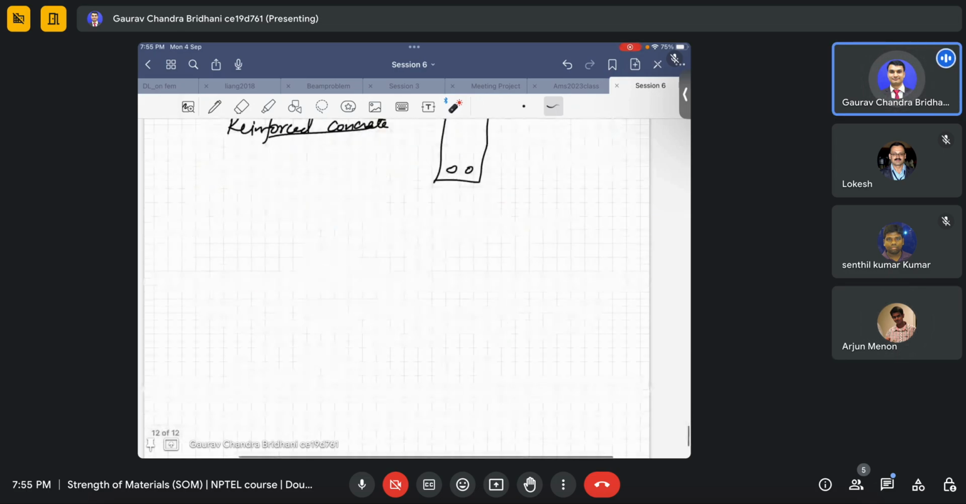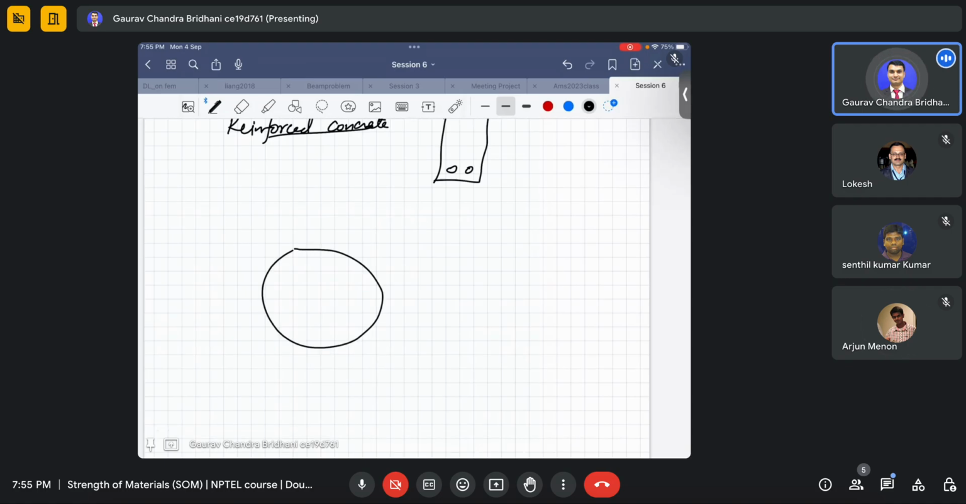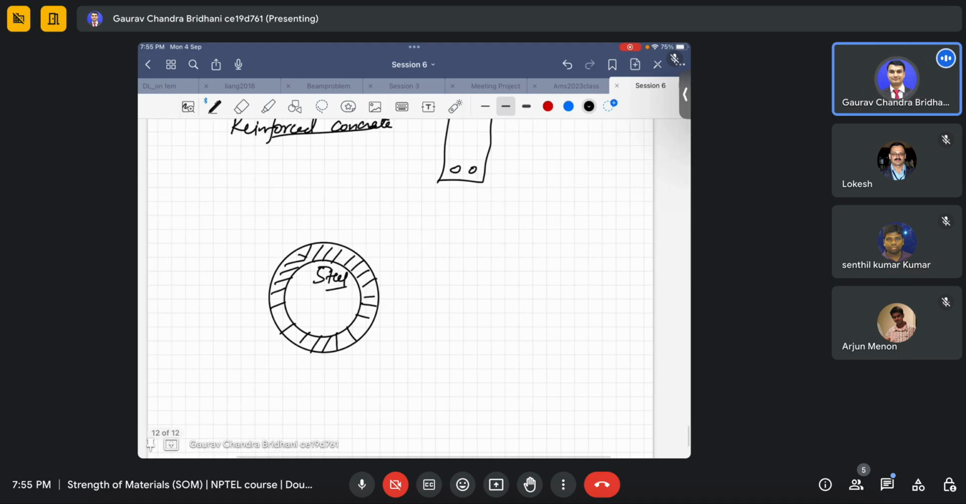Similarly, the cases where we have a circular bar. Suppose one material is here, whatever you can take, copper, suppose this is copper, and inside the copper this is steel. The inner one is the steel and the outer one, or even better than this, suppose this is a casing of steel, and there is a void here. So the casing is steel, inside is steel, and this could be copper.